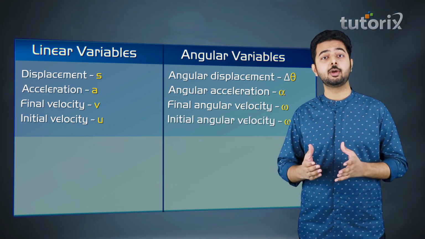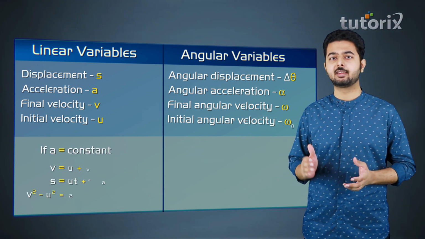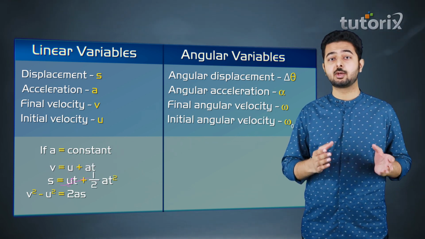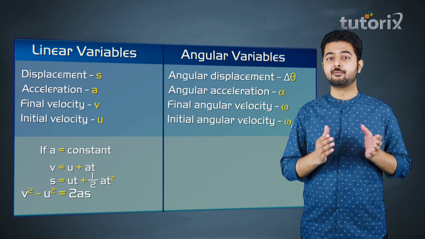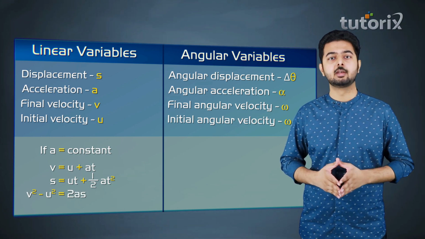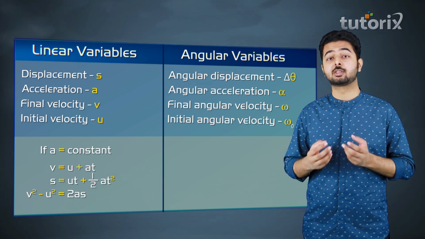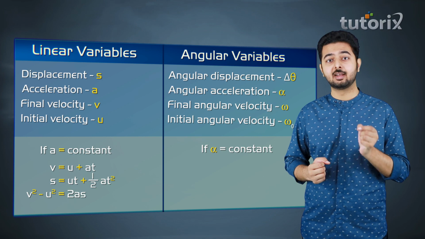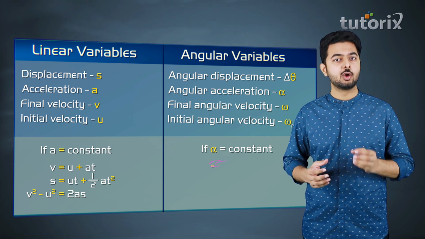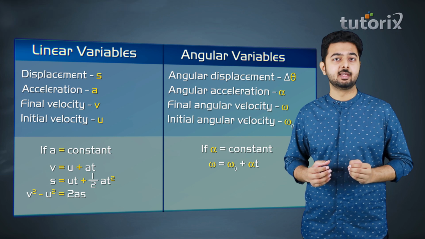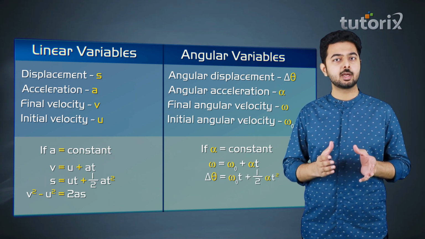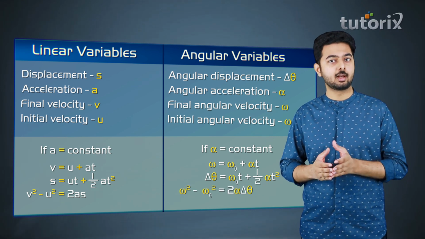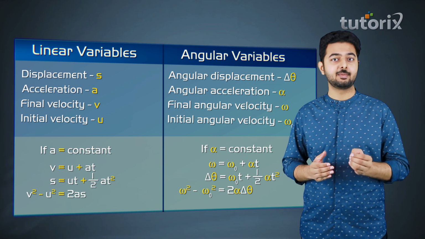When acceleration is given to be constant in linear motion, we get these three equations of linear motion. That is, v equals u plus at, s equals ut plus half at square, and v square minus u square equals 2as. We can write similar equations for circular motion by using the angular variables. The only condition is that alpha needs to be constant. So we will get omega equals omega naught plus alpha t. Delta theta is equal to omega naught t plus half alpha t square. And omega square minus omega naught square is equal to 2 times alpha times delta theta.